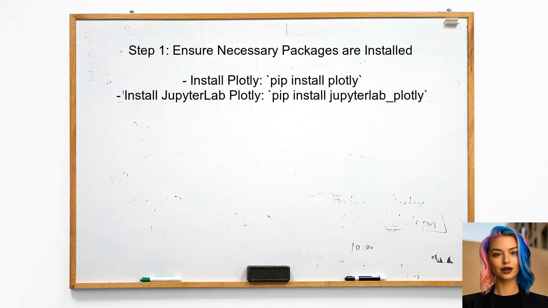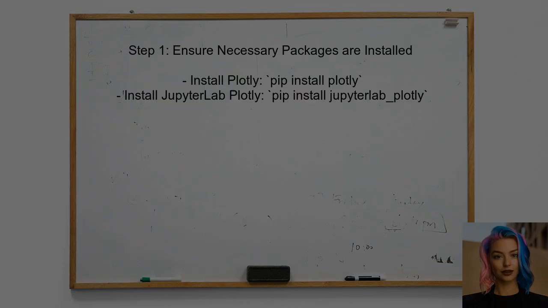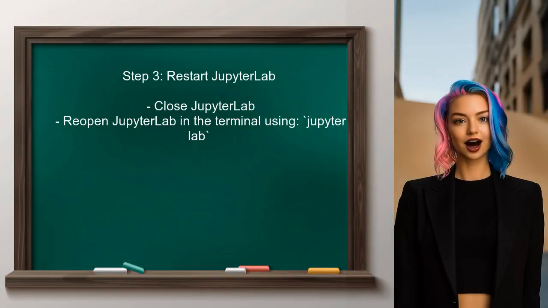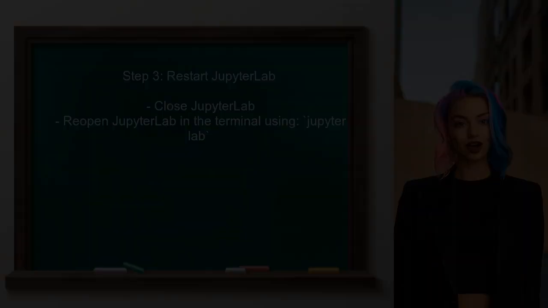To begin solving the user's issue with displaying graphics in JupyterLab, the first step is to ensure that the user has the necessary packages installed. They should have both Plotly and JupyterLab Plotly extensions installed. Next, the user needs to enable the JupyterLab Plotly extension. This can be done by running a specific command in the terminal to ensure that the extension is properly configured. After enabling the extension, the user should restart JupyterLab to apply the changes. This step is crucial for the graphics to render correctly.